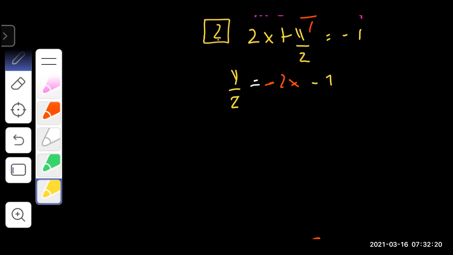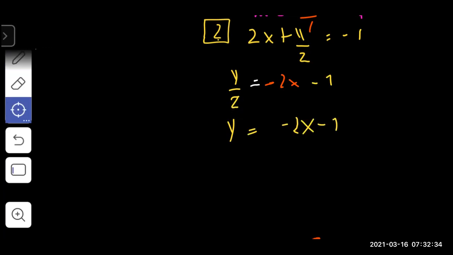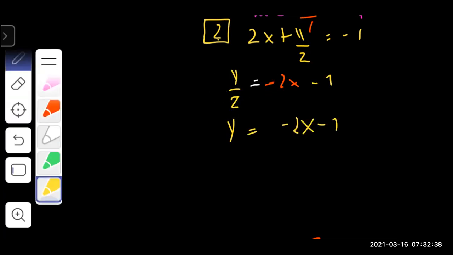Now, guys, y is not alone. Y has a 2 dividing it. How can I get rid of that 2, guys? Passing the 2 to the other side will be multiplying. Excellent, multiplied. This 2 is divided. If I multiply by 2 here, I can get rid of it. On the other side, it's going to be multiplying everything there.